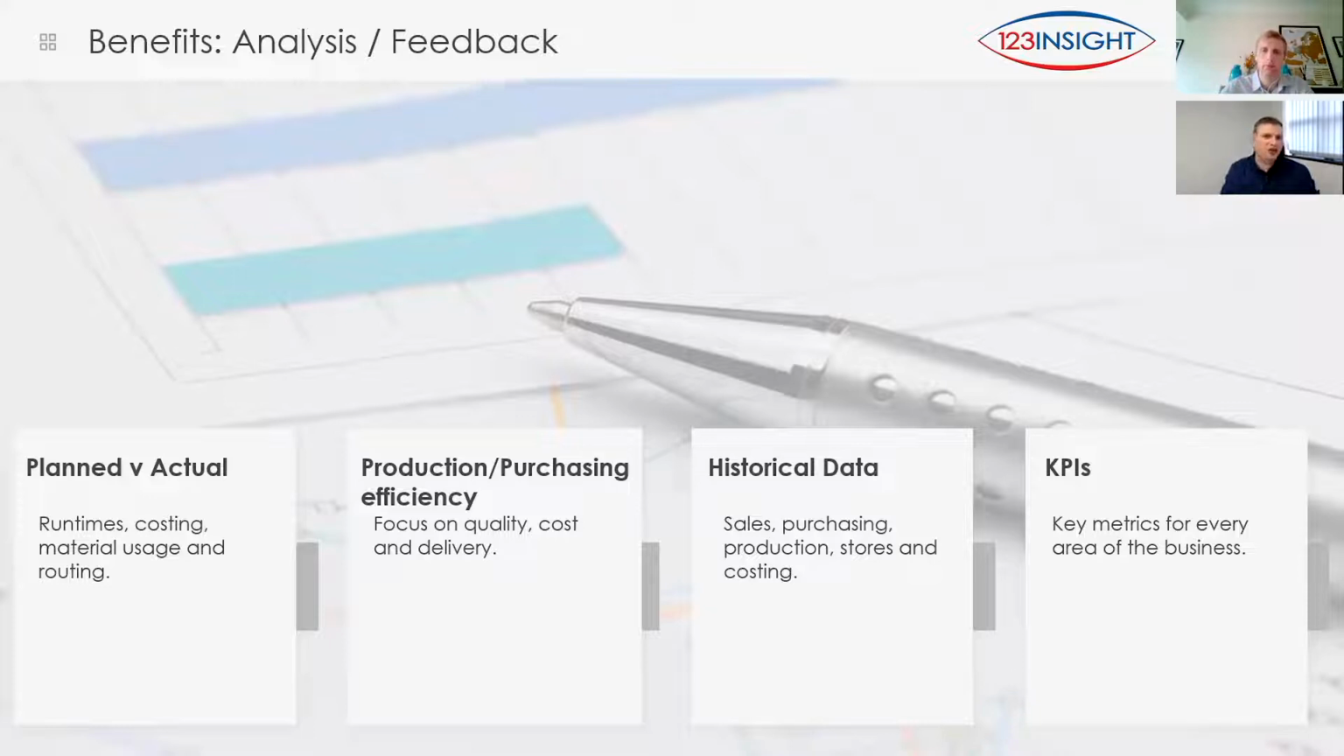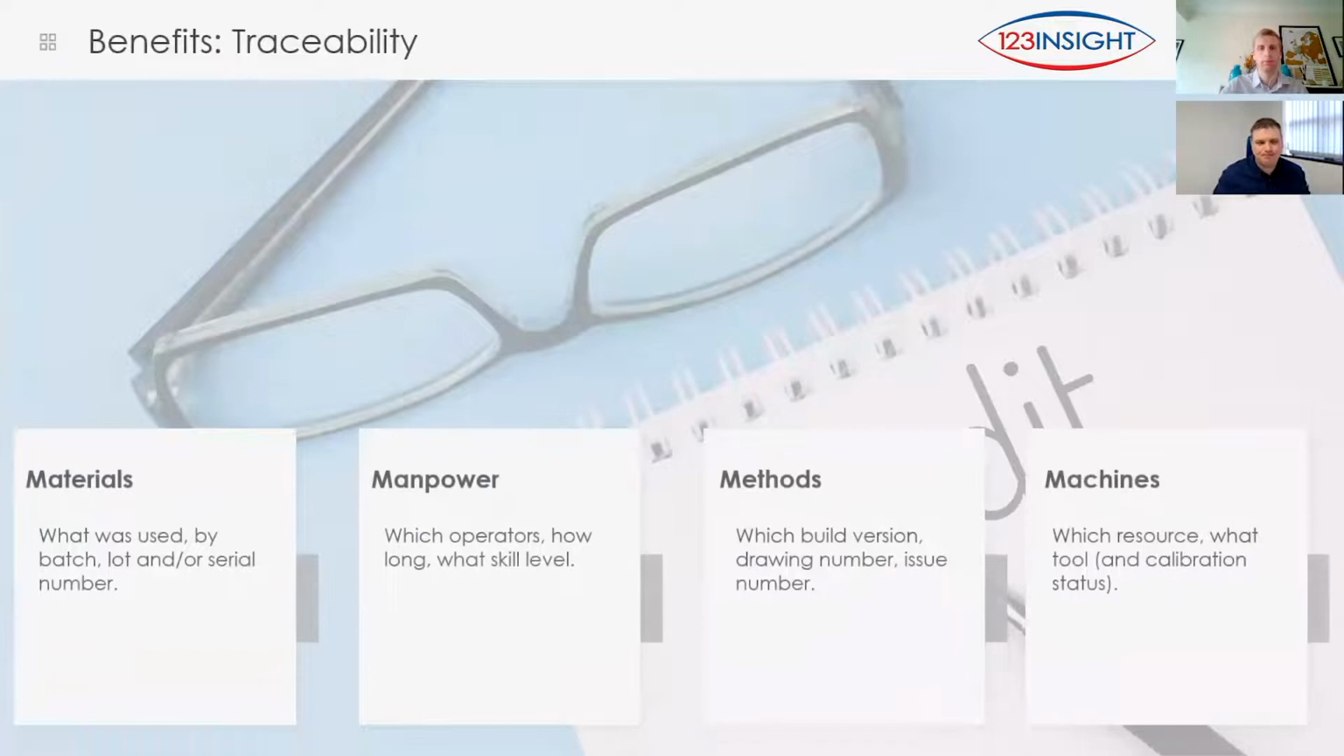And obviously weekly, monthly, daily KPIs coming out of the system to give you performance indicators on every department within the business. So these are the kind of feedbacks that you can get from a well-implemented MRP system.